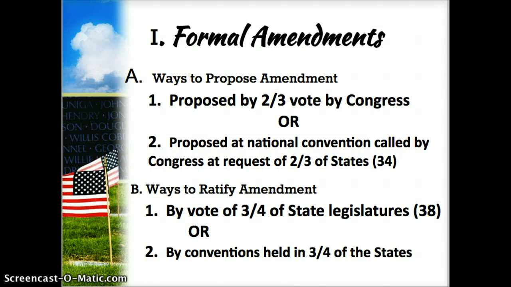So let's be very clear. In order to pass an amendment, the amendment first must be proposed by Congress, either by a two-thirds vote or by a national convention called by Congress at the request of two-thirds of the states, and then it must be ratified by the states, either by a vote of 3/4 of the state legislatures or by conventions held in 3/4 of the states. Proposed and ratified.